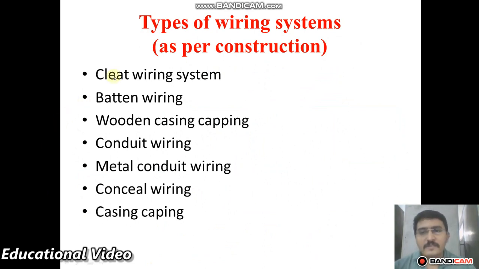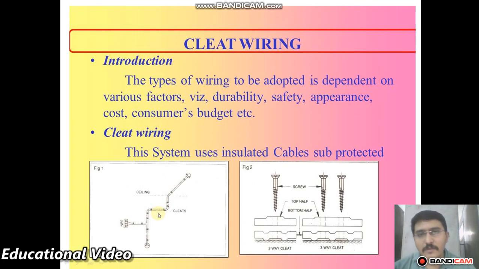So the types of wiring systems are cleat wiring system, batten wiring, wooden casing capping, conduit wiring, metal conduit, concealed conduit and casing capping. We'll see them one by one in detail. So this is the representation of cleat wiring. In this cleat wiring we may use the two-way cleat or three-way cleat. The type of wiring adopted depends upon various factors like durability, safety and appearance.